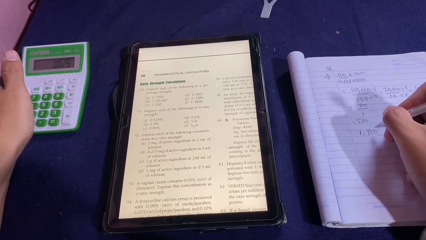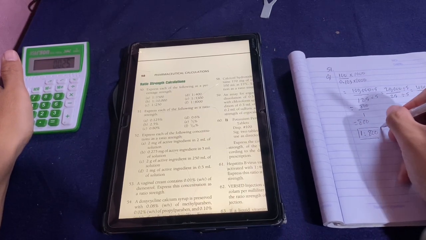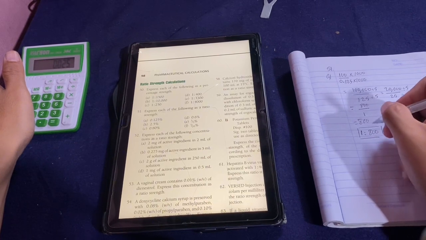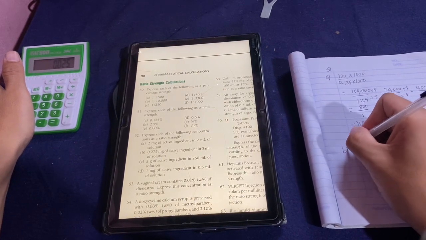So, ito na ang answer for 51, I mean A. So let's go to B.